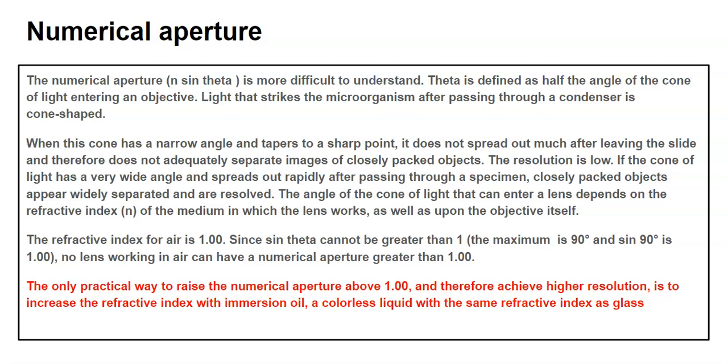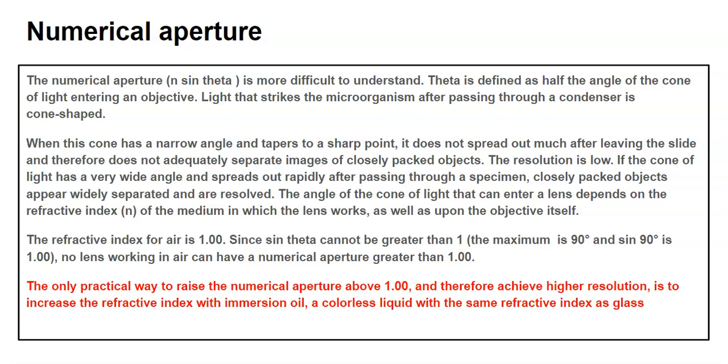When this cone has a narrow angle, it will have a very tapering sharp point. It will not spread out much, and therefore it does not adequately separate images, so it will have a lower resolution. If the cone of light has a wide angle, it will spread out rapidly, and closely packed objects will be better resolved.